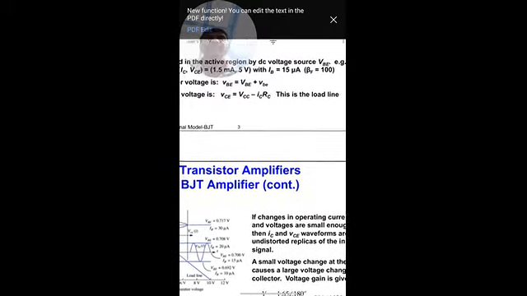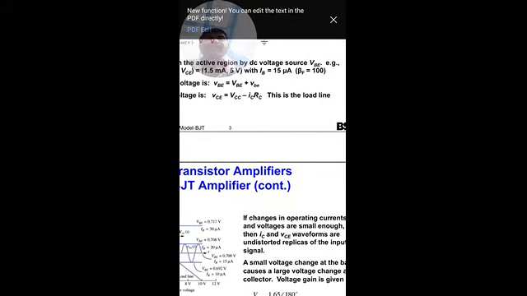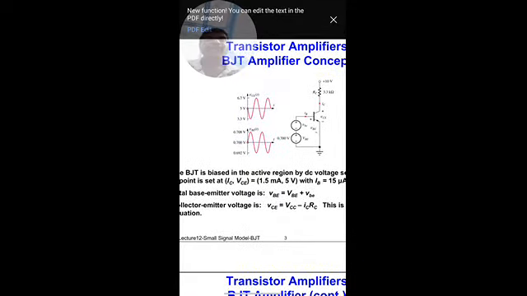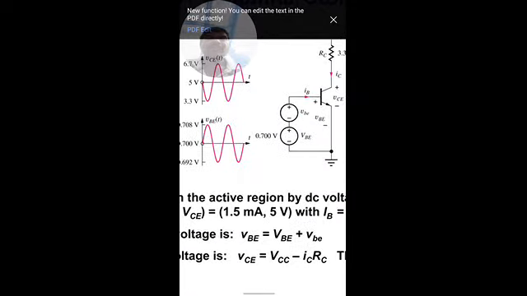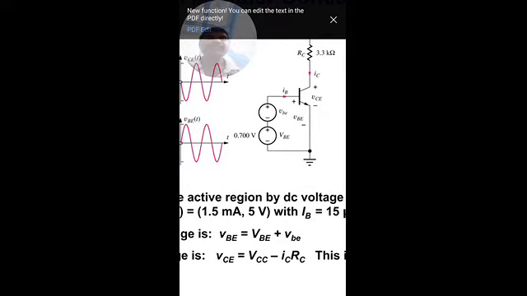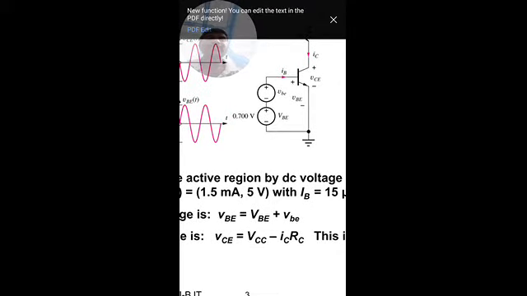See here VBE. In the circuit, 0.7 volts is the DC biasing voltage.